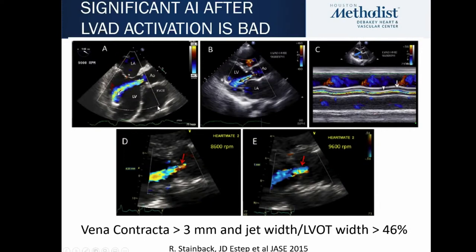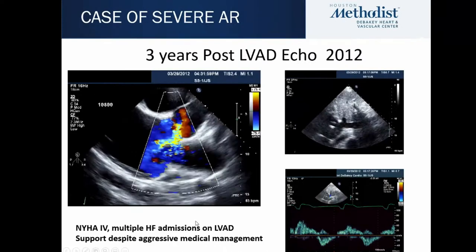However, how do we quantify aortic regurgitation? Here in the guidelines, we have the vena contracta and jet width greater than 46%, and a vena contracta greater than 3 millimeters considered significant. This is a patient who has a lot of aortic regurgitation and had multiple hospital admissions, and was essentially NYHA class 4 despite aggressive medical therapy.